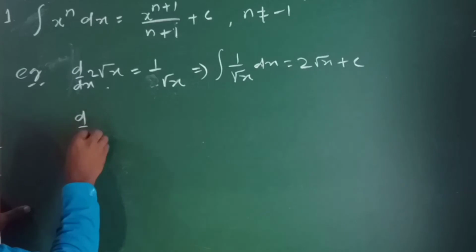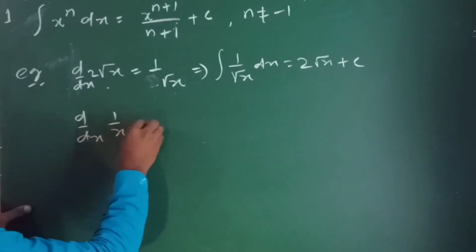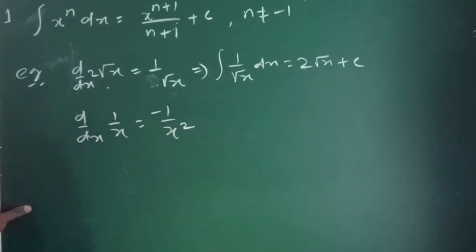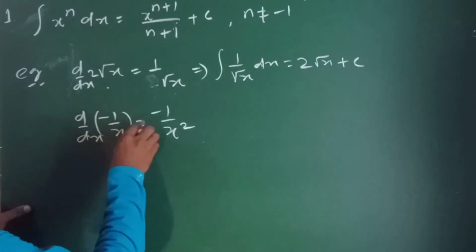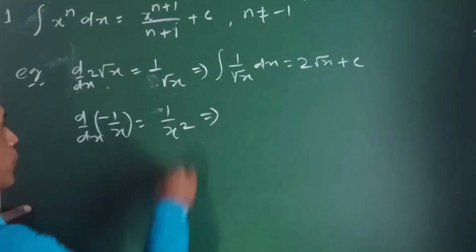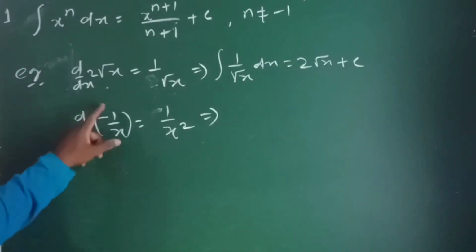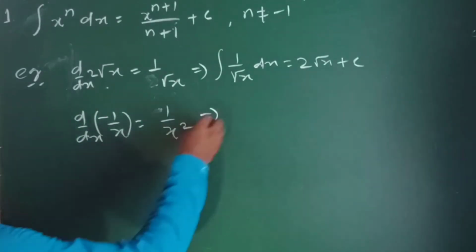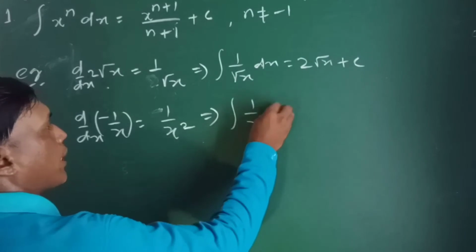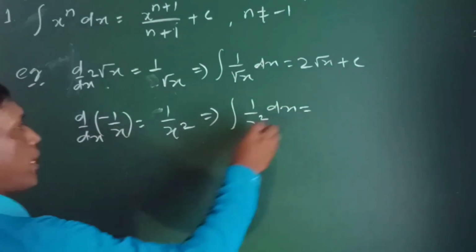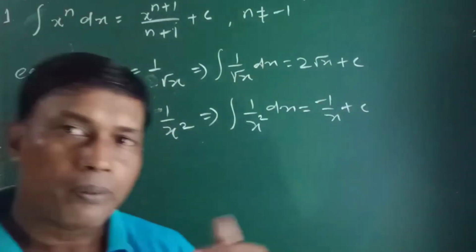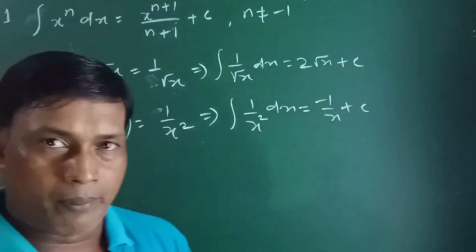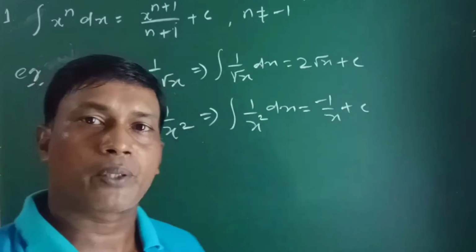Again, the derivative of 1 by x is equal to minus 1 by x square. If we multiply by minus 1 on both sides, this will be minus and this is plus. So we know the derivative of minus 1 by x is 1 by x square. So the integration of 1 by x square with respect to x is minus 1 by x plus c. These are the two formulas for quick application.